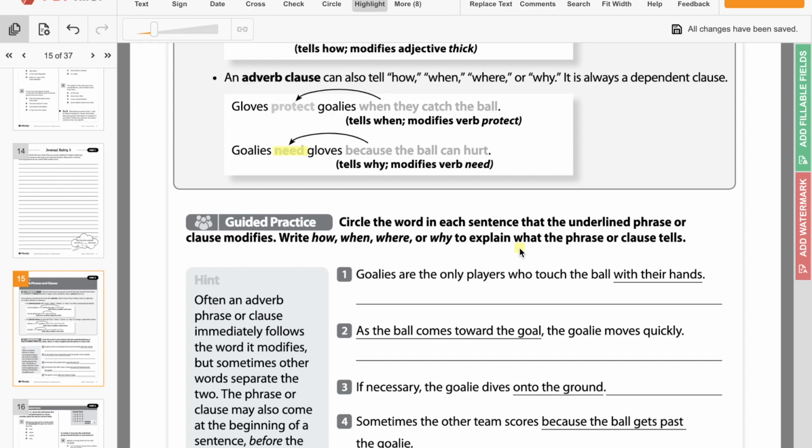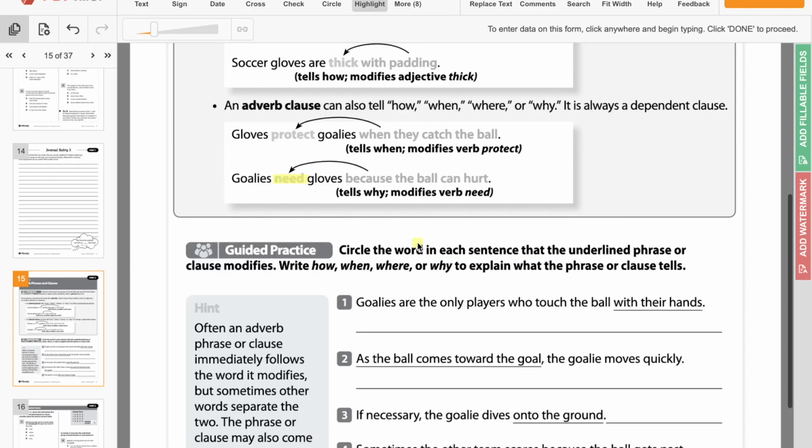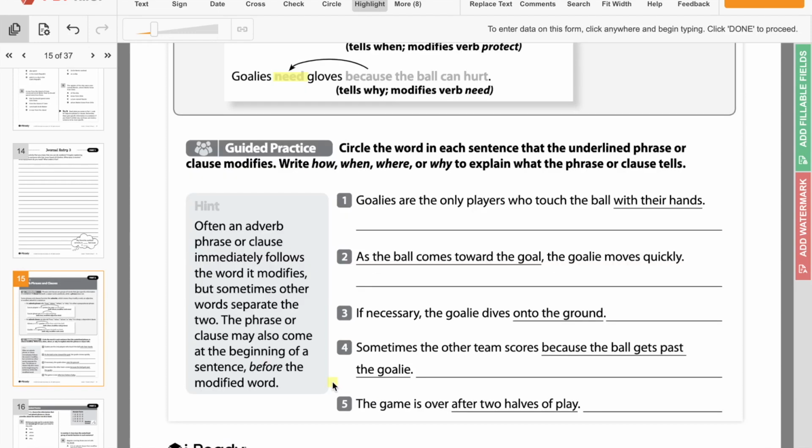So let's look at our hint first. As always, often an adverb, phrase, or clause immediately follows the word it modifies, but sometimes other words separate the two. The phrase or clause may also come at the beginning of the sentence before the modified word. So even though here the modified word comes before the phrase or the clause, sometimes it can come after. So the phrase or clause might be at the beginning, just like it is here, which would mean the modified word has to be after that.